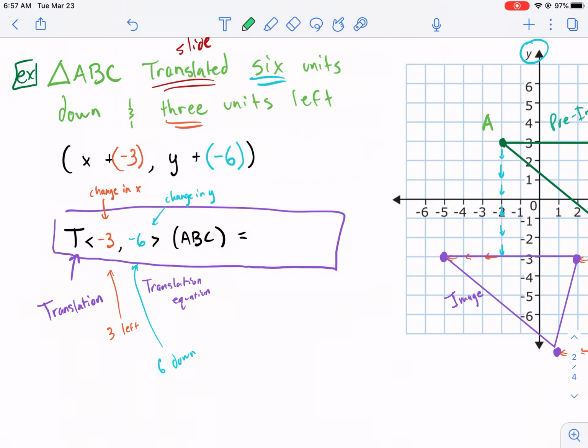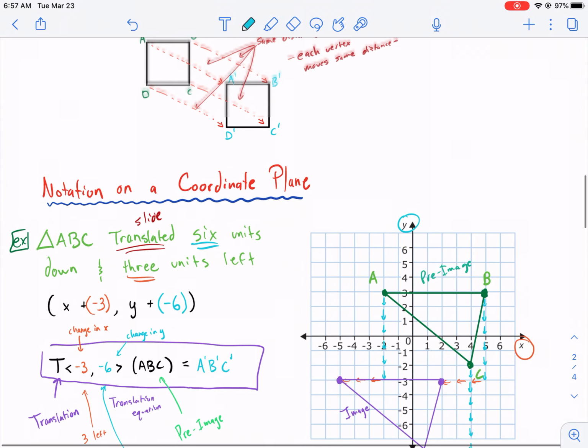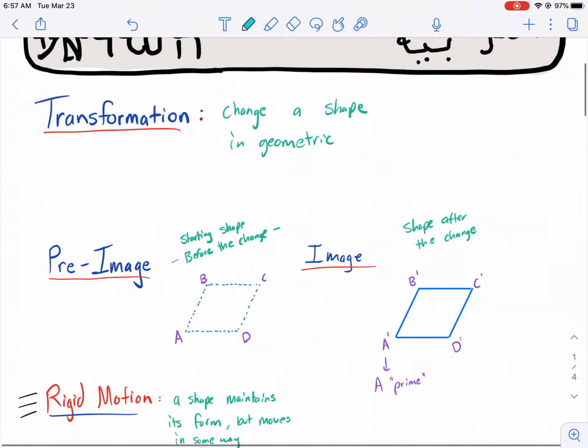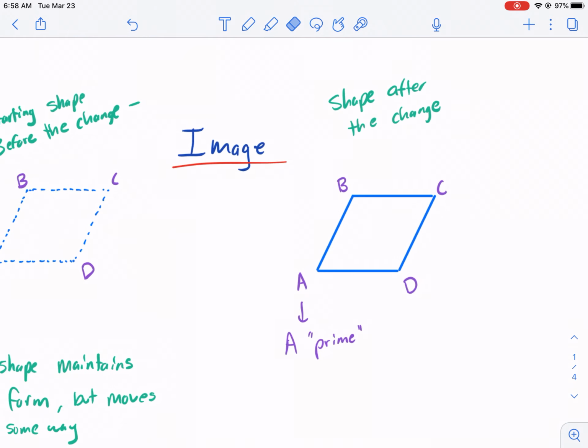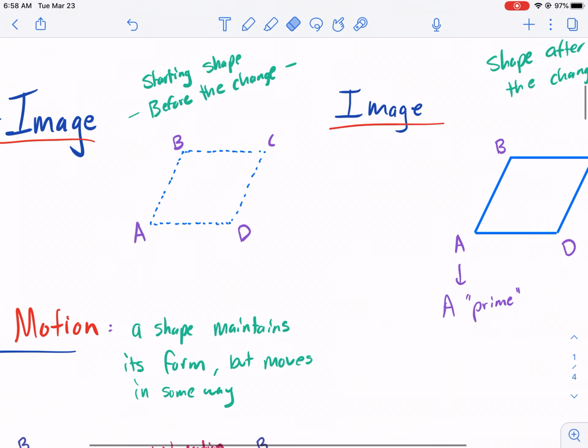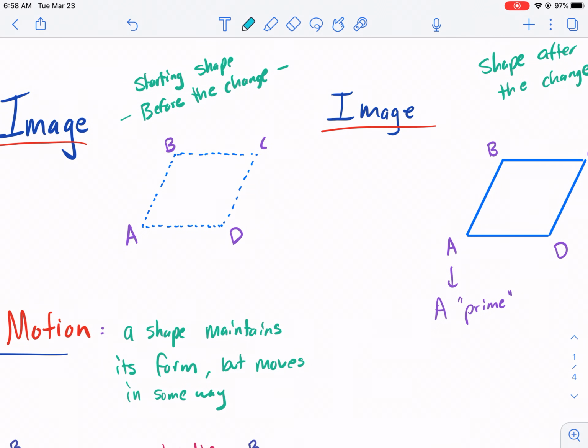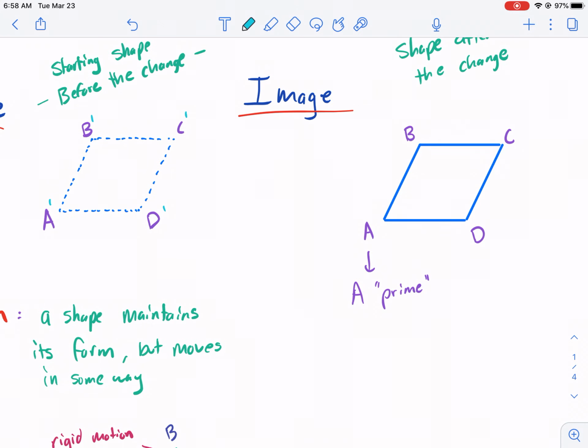We already said this is going to be our pre-image. Okay, so then we have our image here on the right. So we have A prime, B prime, C prime. Now, you're probably thinking, okay, earlier you said A prime, B prime, C prime, that was the pre-image, or that was the image. Well, you can go either way. It depends on where you start or go to. But generally, you should think of the pre-image as the prime one.